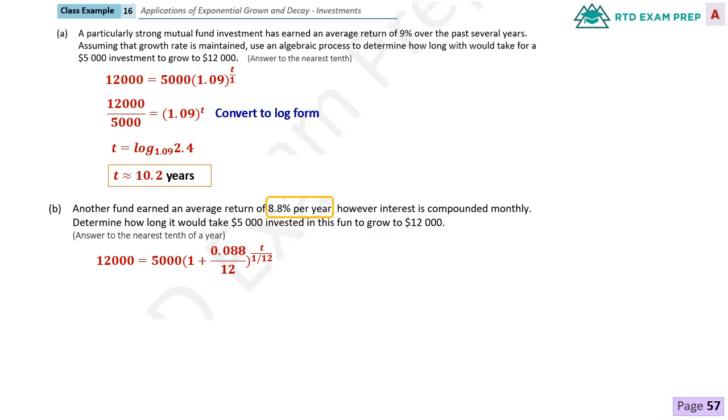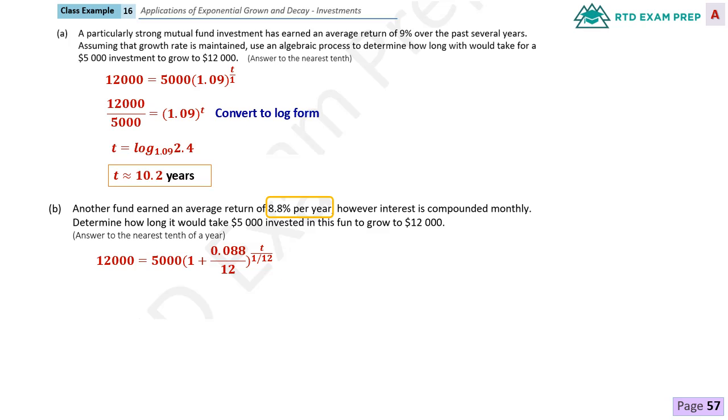So this time, instead of adding 0.09 to the 1, we're adding 0.088, but only a 12th of it. So we have to respect the order of operations here and divide the 0.088 by 12 before adding it to the 1. You'll also note that I've changed the p-value now to being 1/12. This is because if we're getting interest each month, a month is 1/12 of a year, and we want our t-value to be in years.